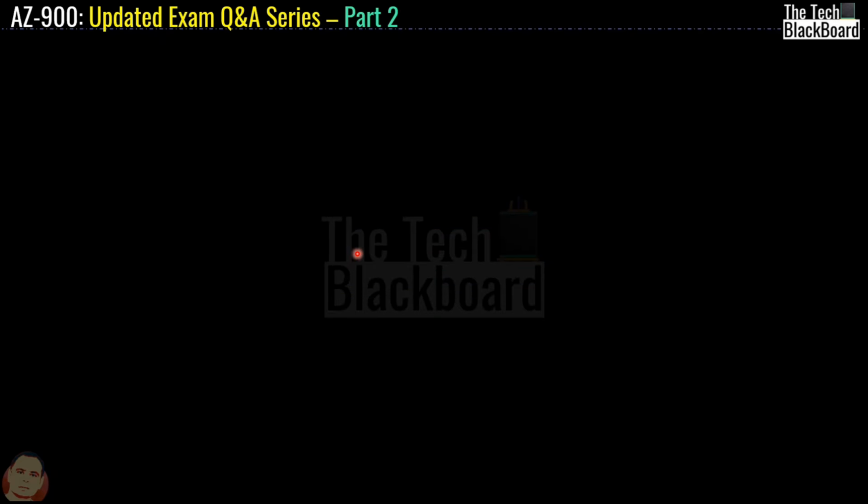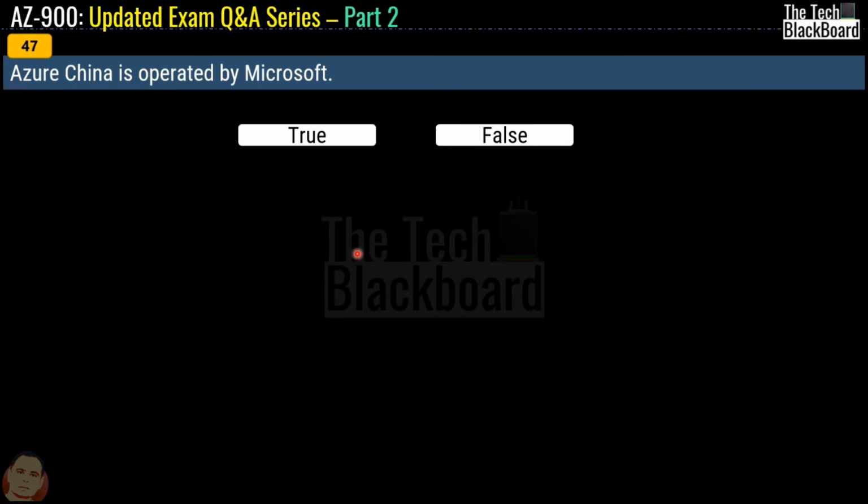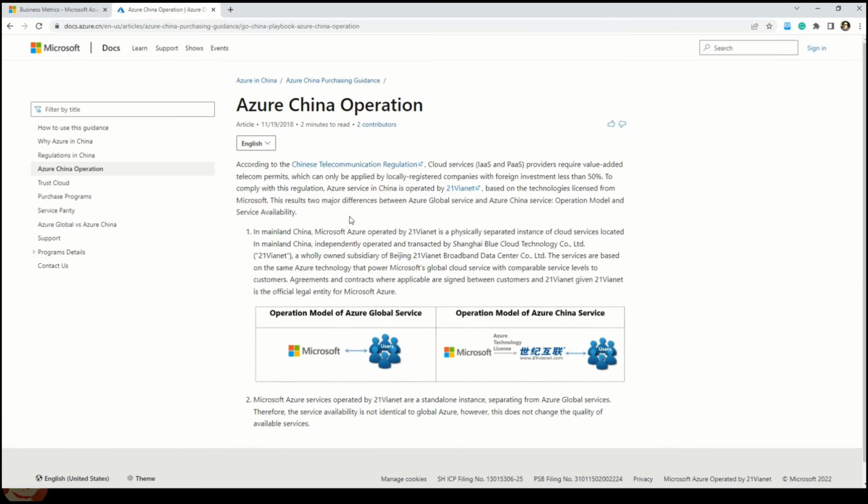Moving on with question number 47, let's talk about Azure China. The question says that Azure China is operated by Microsoft. You have to tell whether it's true or false, and the correct answer is that this is a false statement. To justify our answer, this is the Microsoft documentation which talks more about Azure China operation.